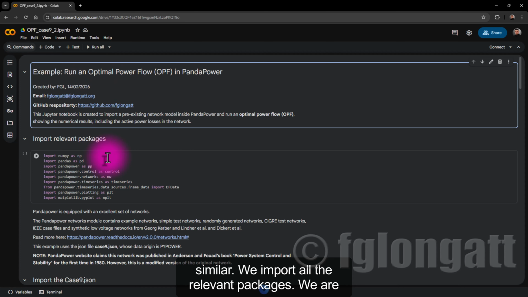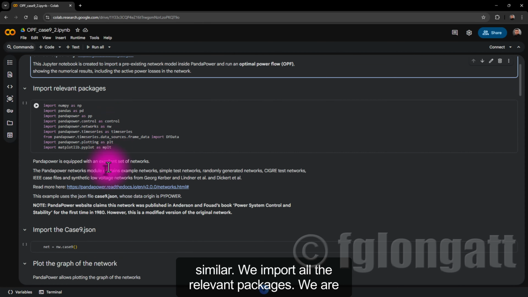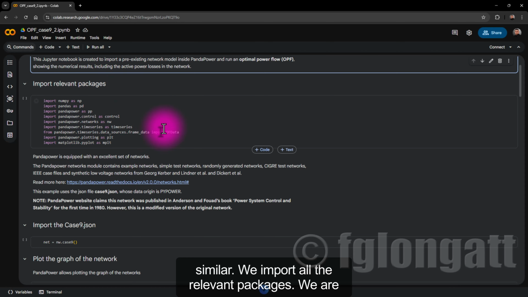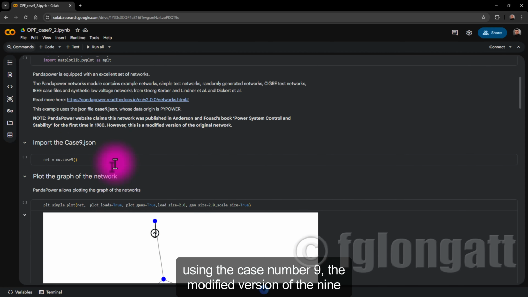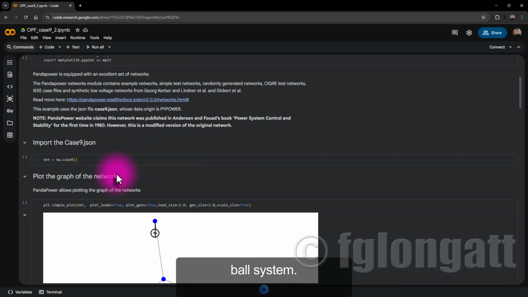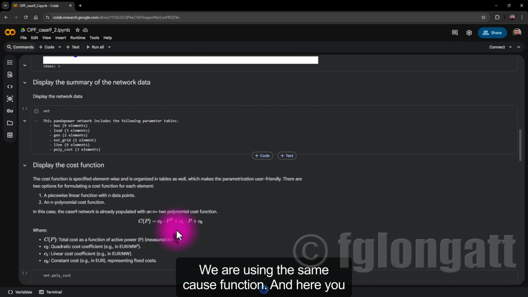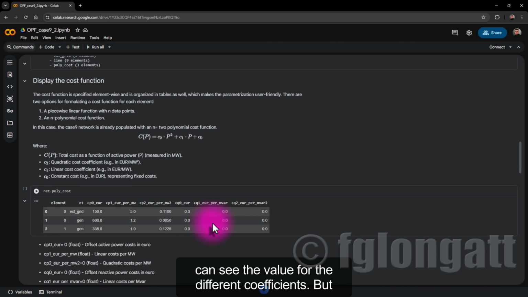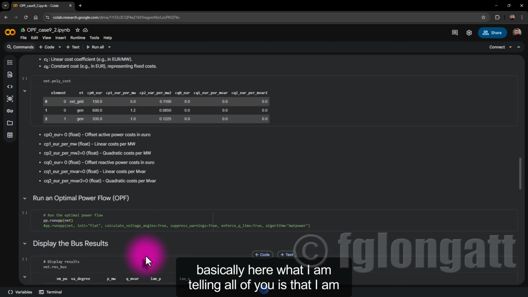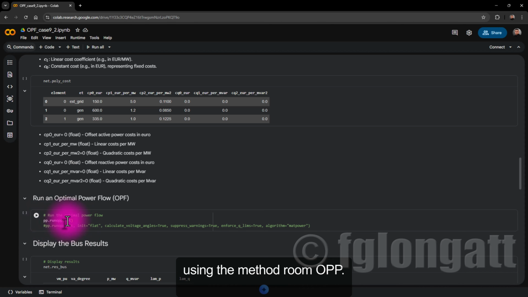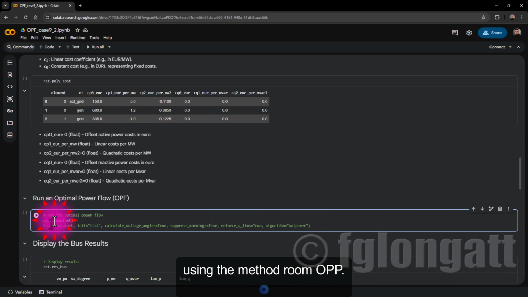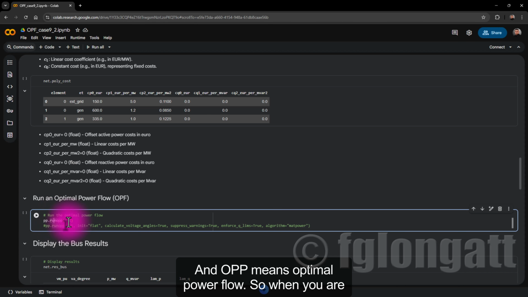The structure is similar. We import all the relevant packages. We are using case number 9, the modified version of the 9-bus system. We are using the same cost function, and here you can see the values for the different coefficients. But basically, here what I am telling all of you is that I am using the method run OPP. And OPP means optimal power flow.